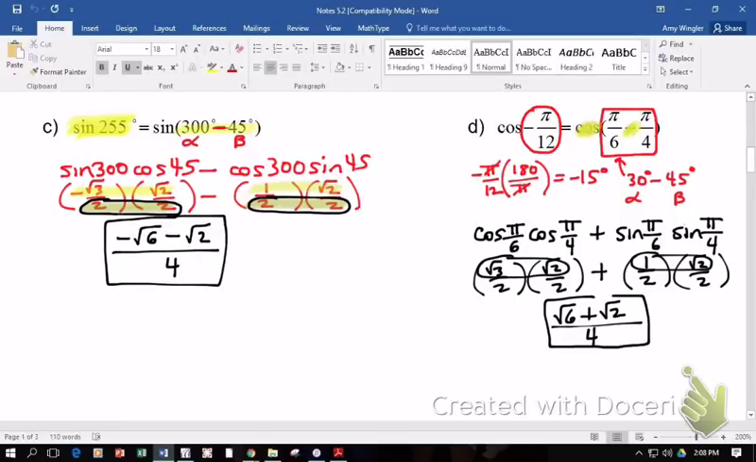So you can see a lot of your answers are going to look the same. You just have to apply everything to the unit circle.